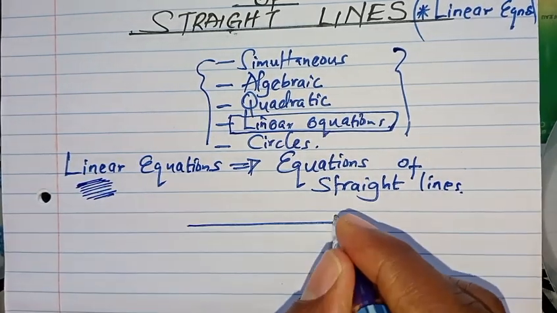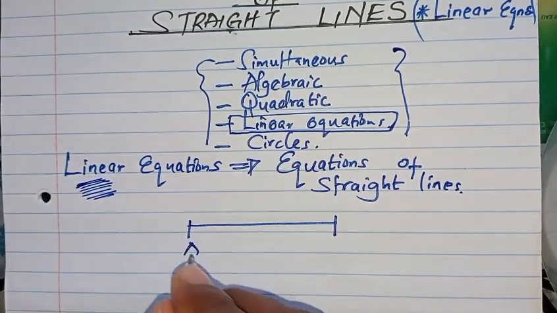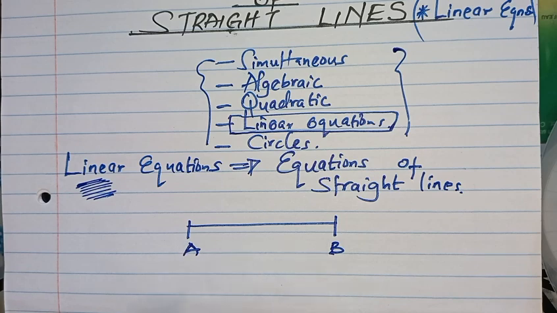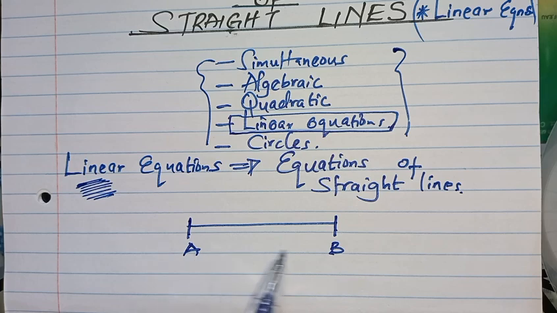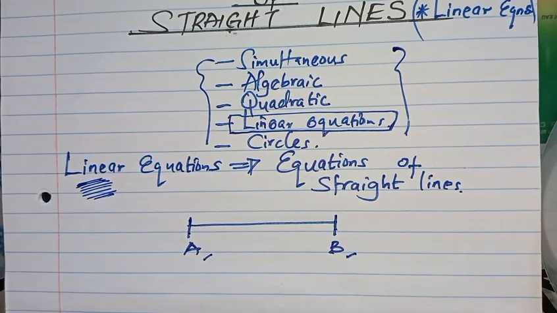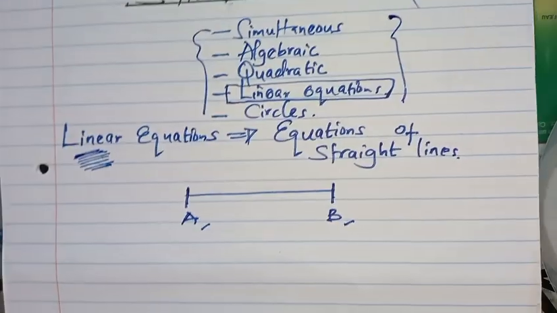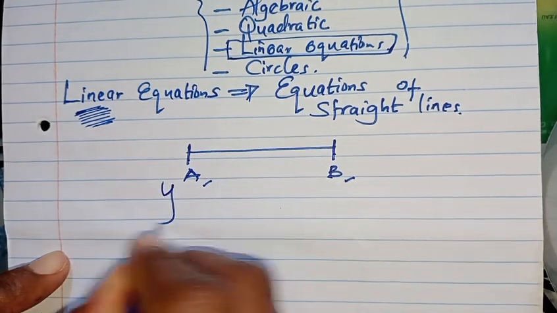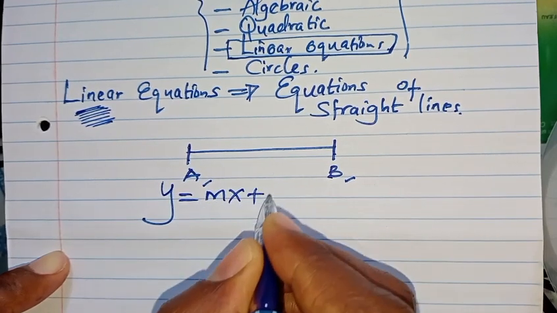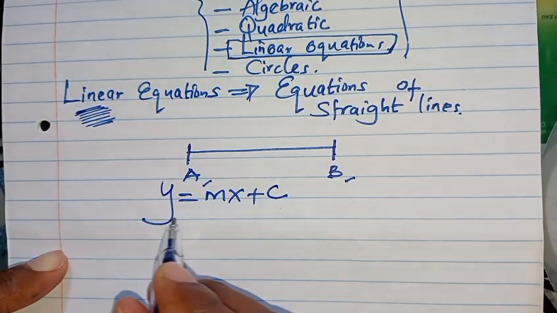So if you have a line, for example, that straight line that way with several points like A and B. Remember, a line has got so many points, but for you to be able to calculate the gradient or find the equation of that line, you require only 2 points. And that is why every time we shall be referring to a line, we are going to take consideration of 2 points on that line. So these linear equations are written in the following form. We have several forms, but the most popular form that we write linear equations is y is equals to mx plus c. So y is equals to mx plus c.